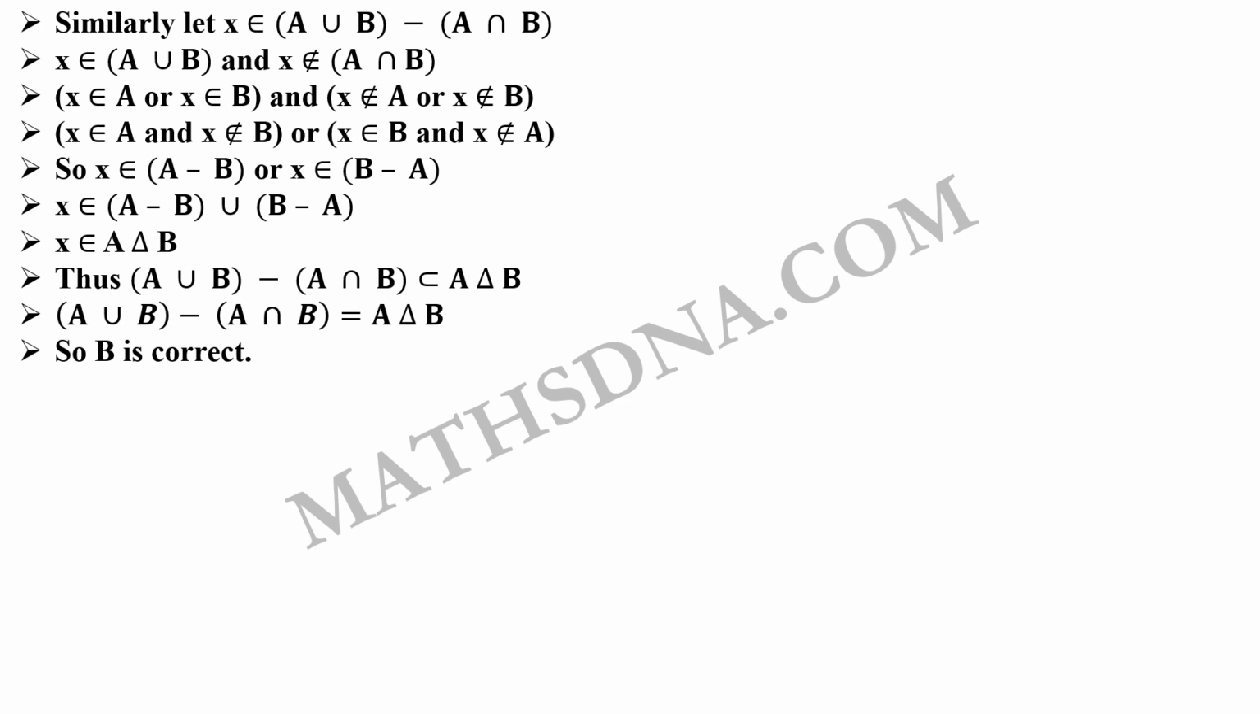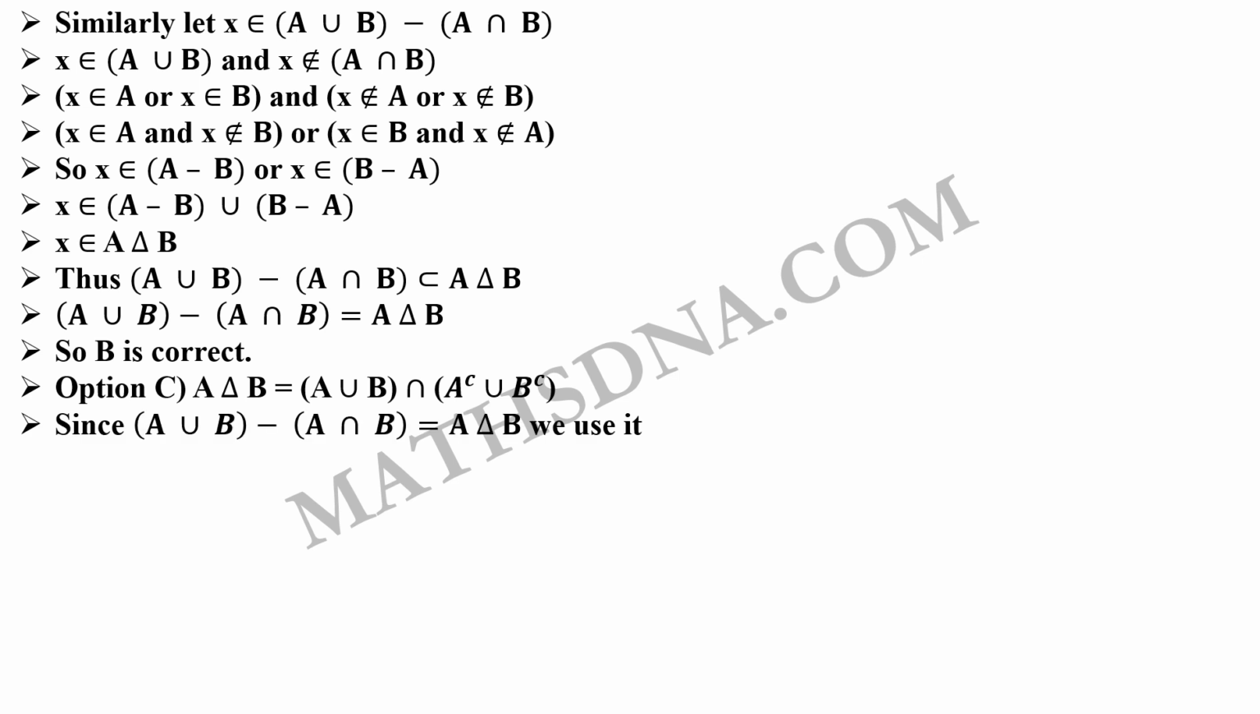Now moving on to option C. We have to check whether A delta B equals A union B intersection A complement union B complement. We already simplified that A union B minus A intersection B equals A delta B, and we will be using it, along with another property: A minus B equals A intersection B complement.